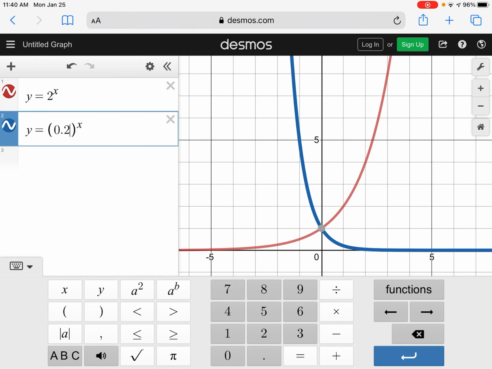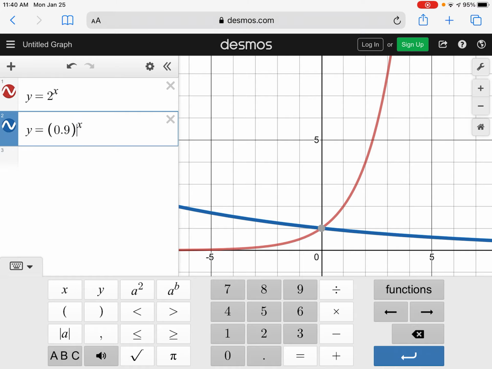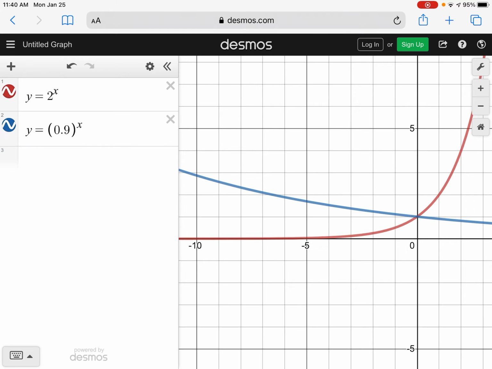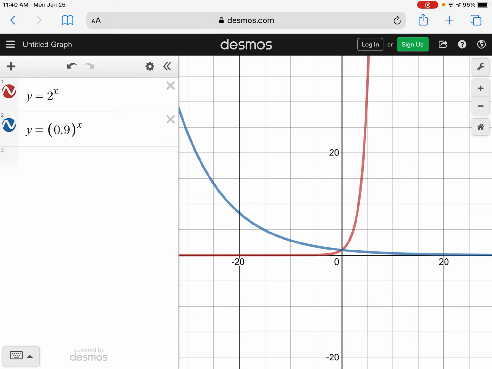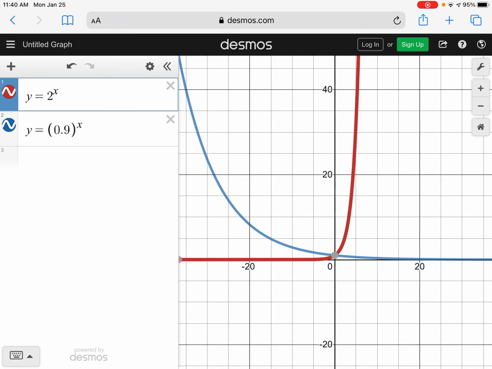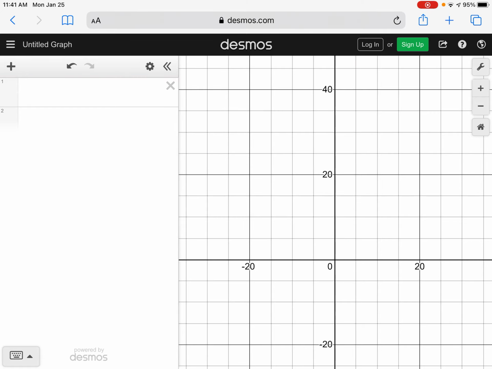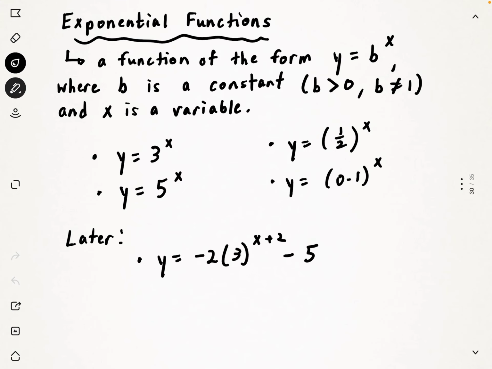If I change that to 0.2, it's more or less the same thing. I can change that to 0.02 or 0.0002, and you can see more of the same thing happen. If I put in 0.9, you get sort of the same thing, but it takes a little longer to get there, and there's still a y-intercept and so on. So that's just giving you a little look at what the different graphs would look like.